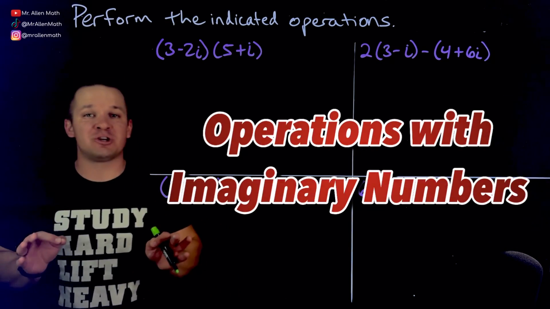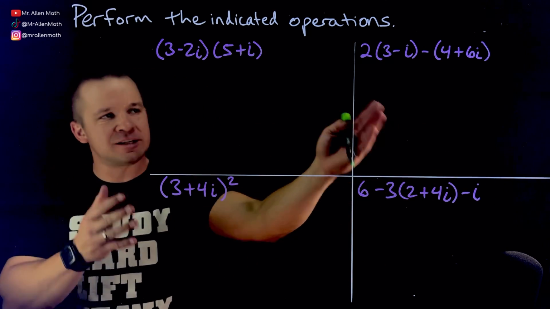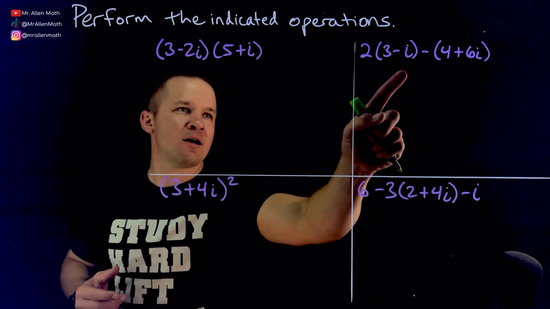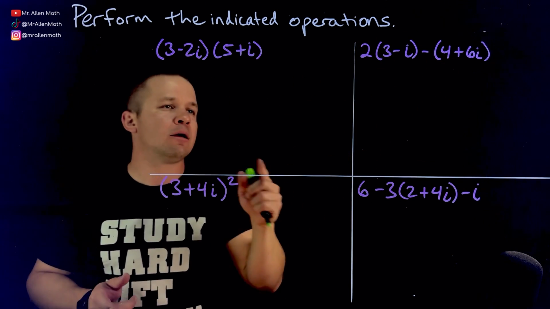We got some operations with imaginary numbers in this video. Love me some imaginary numbers. Let's go to the top right here. We have 2 times the quantity 3 minus i, minus 4 plus 6i.